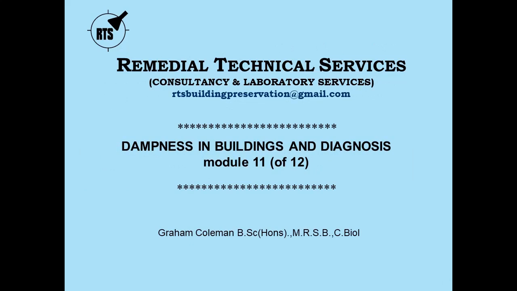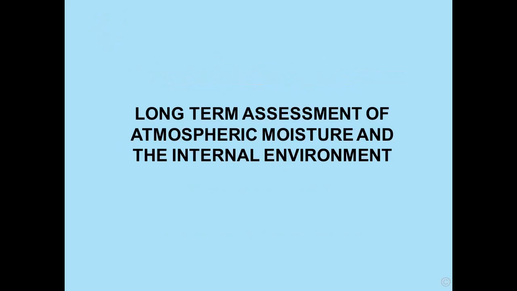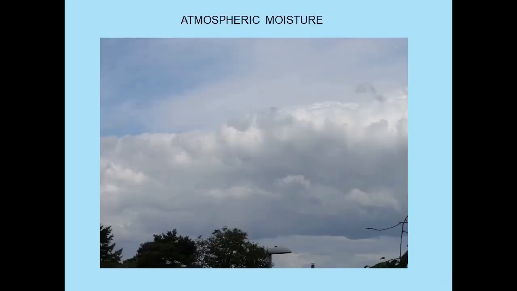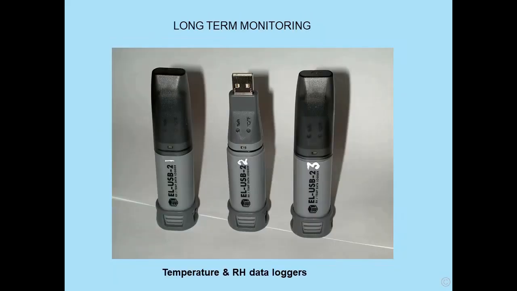Dampness in buildings and diagnosis, Module 11. Long-term assessment of atmospheric moisture and the internal environment. There's some atmospheric moisture, perfectly visible as clouds. But in the internal environment, you don't see it like that. It's simply clear, nothing effectively to be seen, except possibly the consequences of it.